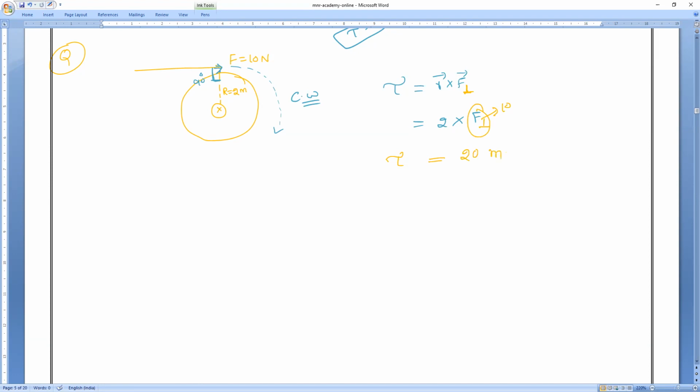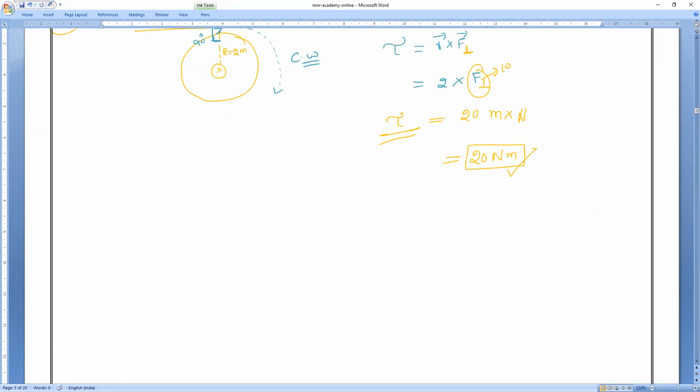R is in meters and force is in Newton. So I will say, what is that? 20 Newton meter. So that is the unit of torque. What is the unit of torque? Newton meter. So please remember that. Unit of torque is Newton meter.